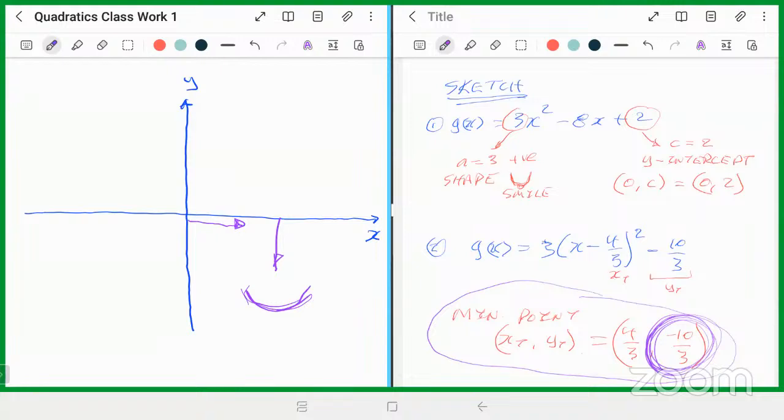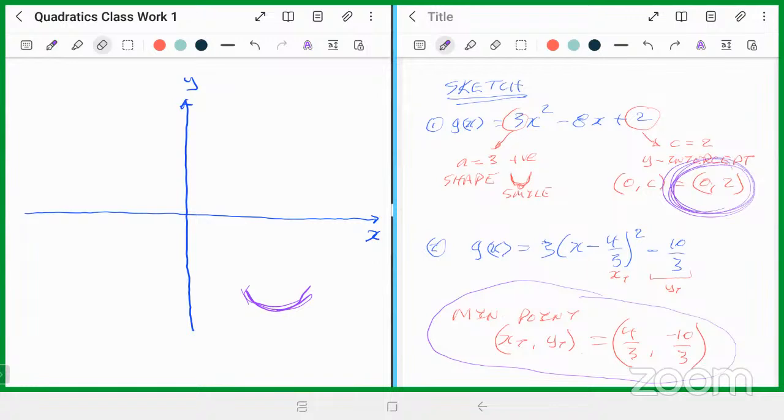That's what we know. We know that it turns somewhere down here, so we can leave that. All right? The next question is, where does the graph cross the y-axis? It crosses the y-axis at this point here, (0, 2).